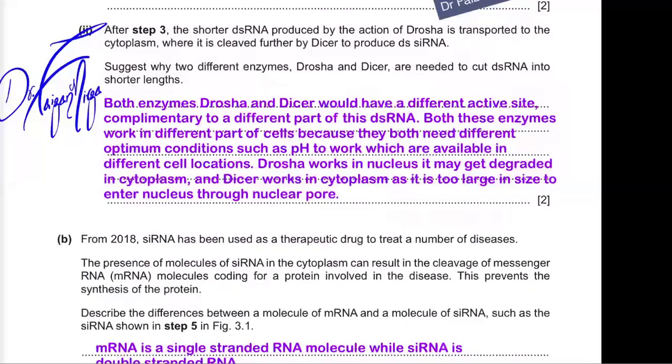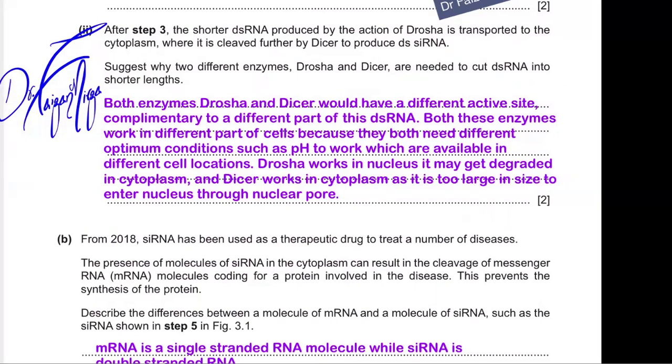Let's move on. After step 3, the shorter dsRNA produced by the action of DROSHA is transported to the cytoplasm, which means DROSHA works before it comes to the cytoplasm. It is cleaved further by dicer to produce siRNA. So that's why two different enzymes, DROSHA and dicer, are needed to cut dsRNA into shorter lengths. So why two different enzymes?